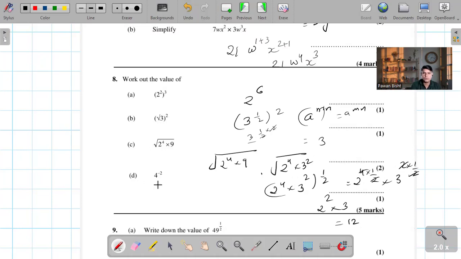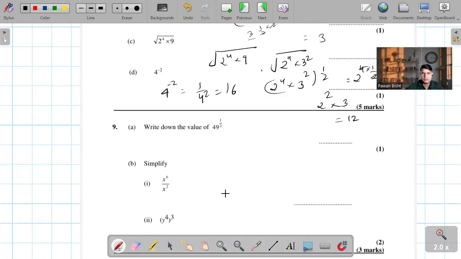Next question, 4 to the power minus 2. I told you whenever the power is negative, it goes in the denominator. So 4 to the power minus 2 can be written as 1 over 4 square. So answer is 1 over 16. Clear? So that is your answer.